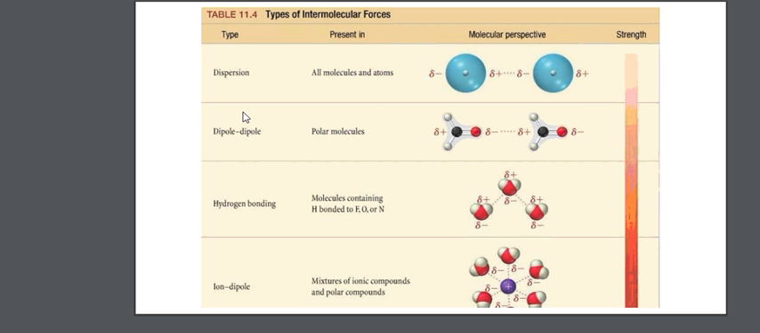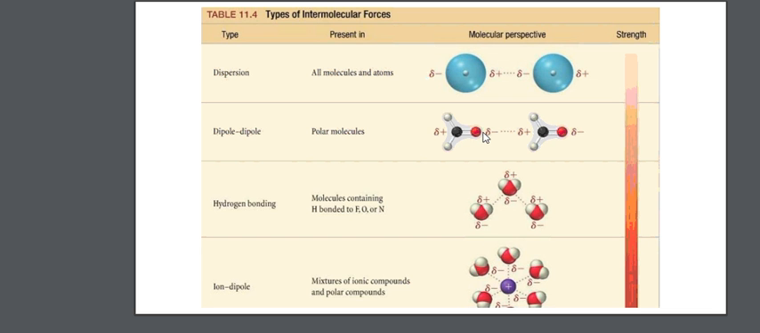The next stronger are dipole-dipoles. These are for polar molecules. A dipole means two poles. We have a plus in the molecule and a minus in the molecule. If we take a look at this example here, we have a plus on this side of the molecule and a minus over here. Now remember, these are intermolecular forces.